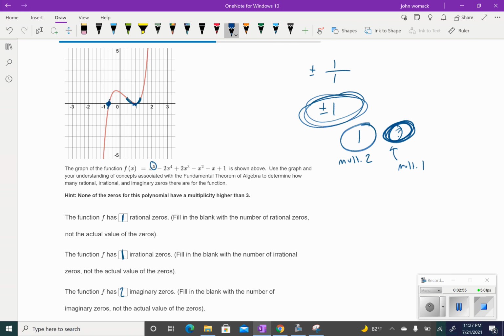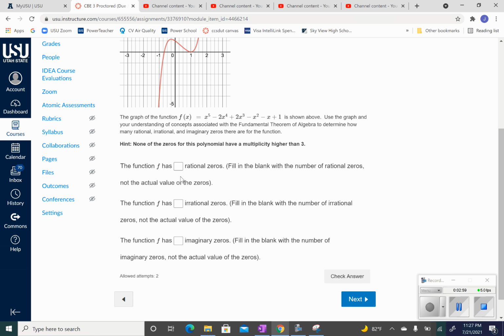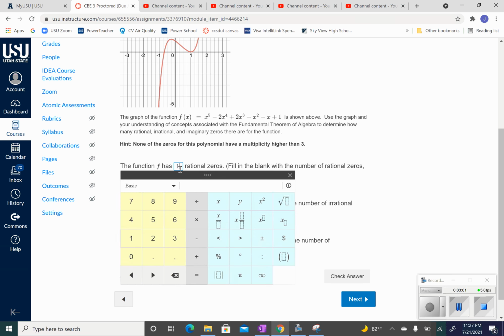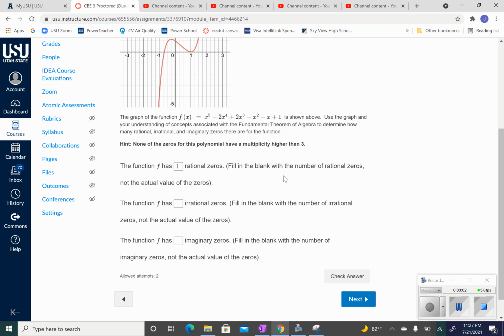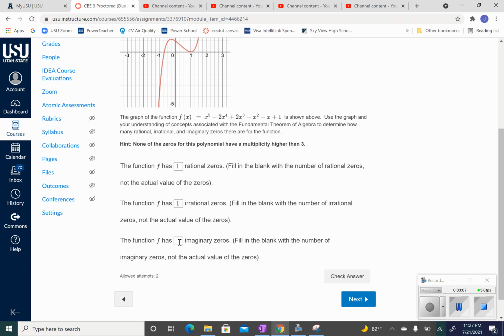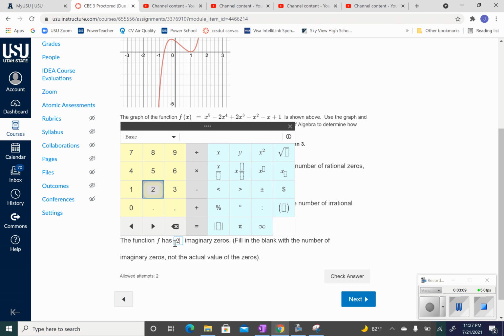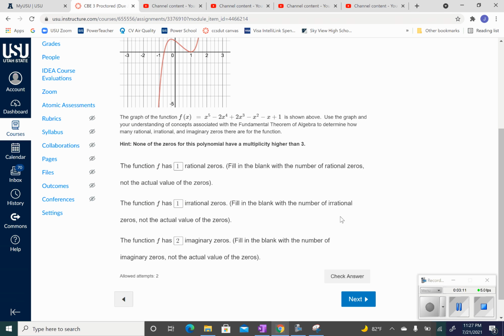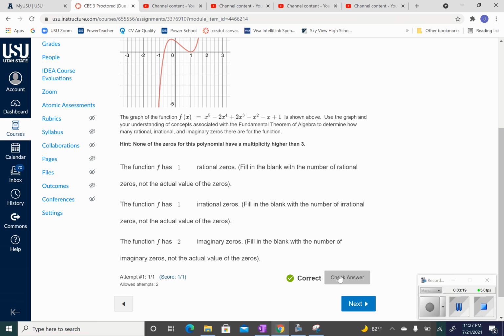Let's switch over to the actual problem. We'll put that in there and double check our answer. We said it has 1 rational zero, 1 irrational zero, and 2 imaginary. And just remember, that only adds up to 4 zeros, but that 1 rational, because it bounced, counts as 2 as I go across there. Check the answer, it looks good.